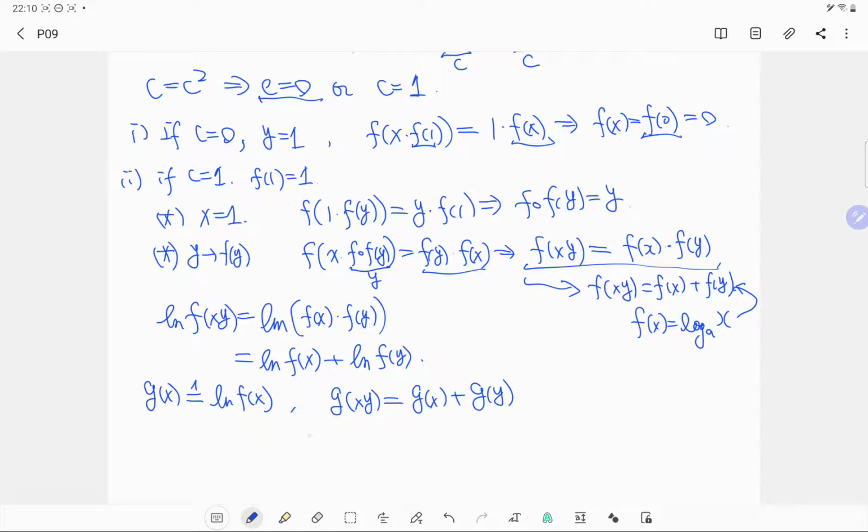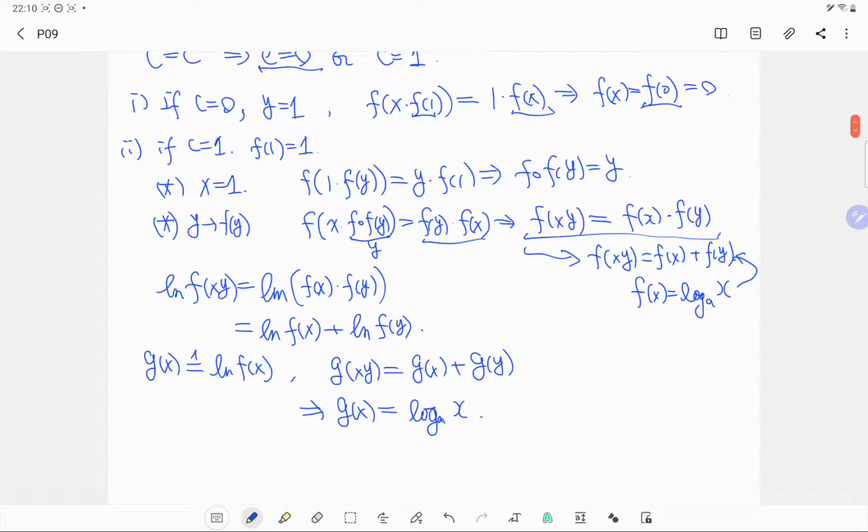So in that case, we have g of x equals log of x with base a. So let's see what should be f of x. As long as g of x is natural log of f of x, which means that f of x should be exponential to g of x, which means we can plug in g of x to be log of x with base a.